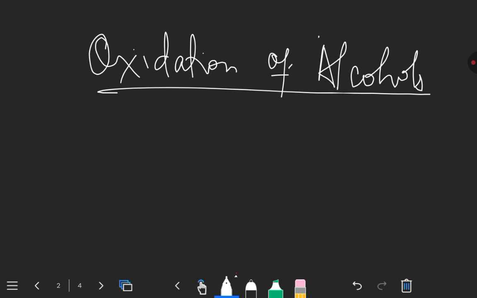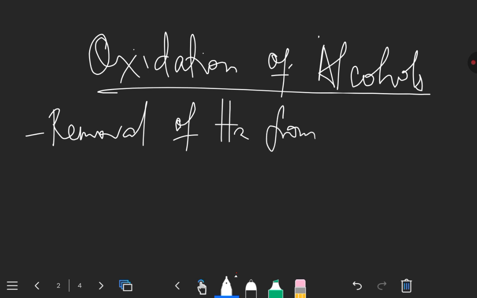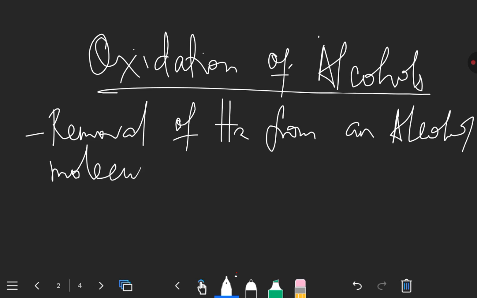All right, so when you're talking about oxidation of alcohols, in this context we are simply referring to the removal of a hydrogen from an alcohol molecule. So in this specific topic, we are referring to removal of a hydrogen from an alcohol molecule. So that is what we are referring to as oxidation.